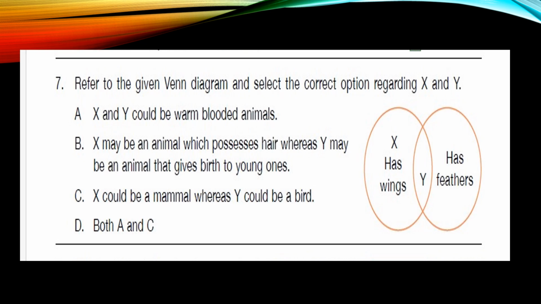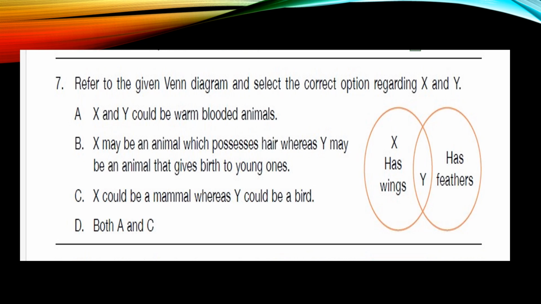Question number 7. Refer to the given Venn diagram and select the correct option regarding X and Y. X has wings and Y has wings and has feathers. So Y is a bird. Option A. X and Y could be warm-blooded animals. B. X may be an animal which possesses wings, whereas Y may be an animal that gives birth to young ones. C. X could be a mammal, whereas Y could be a bird.